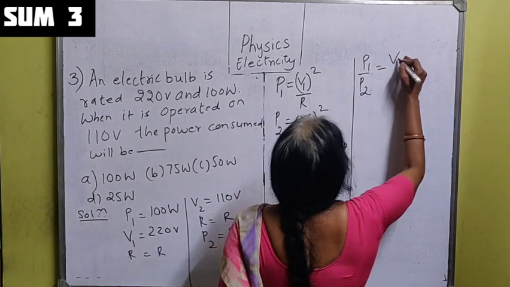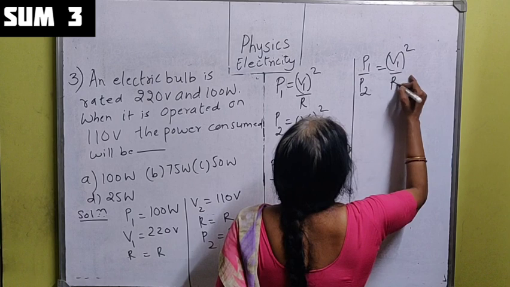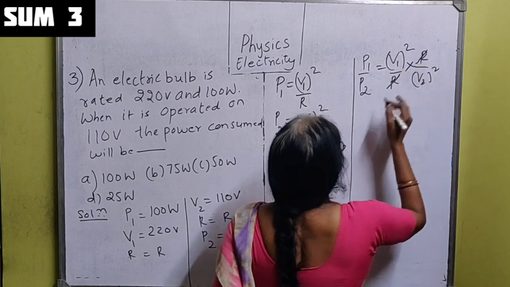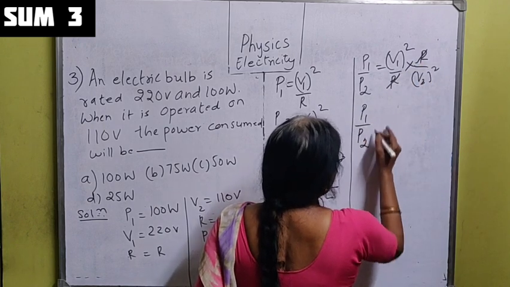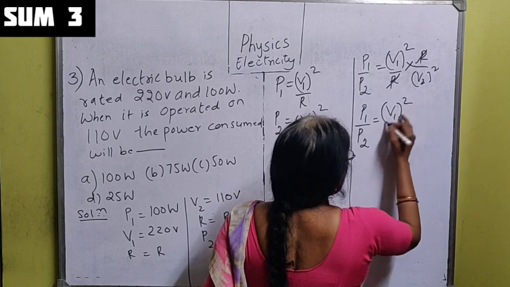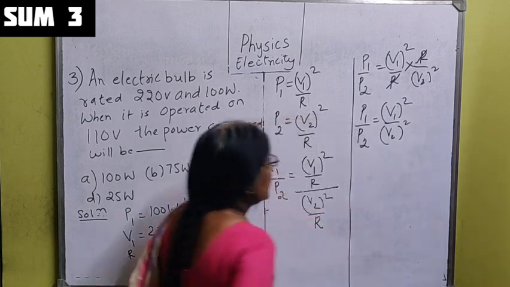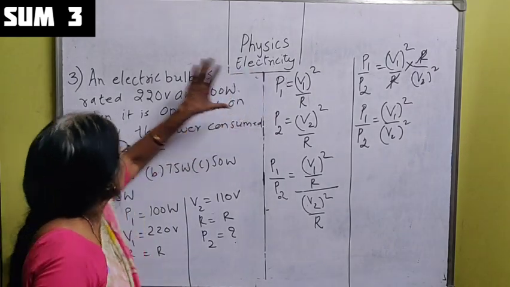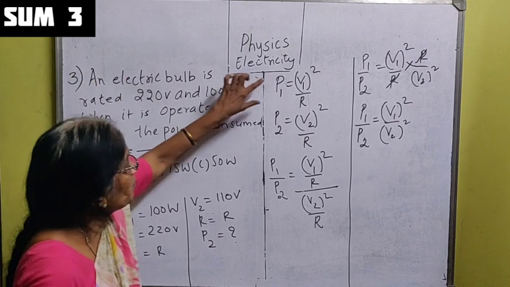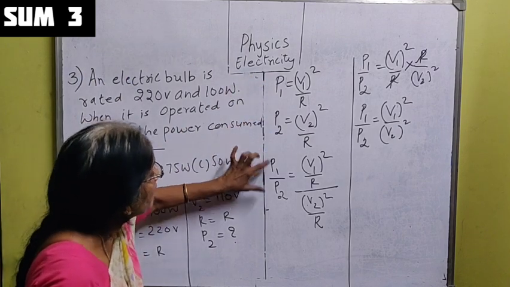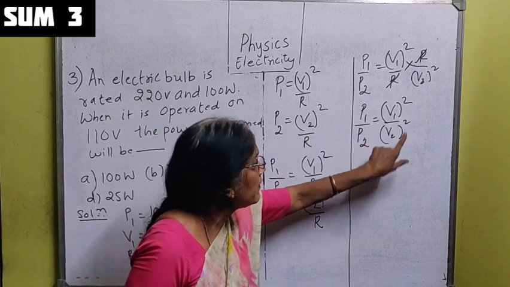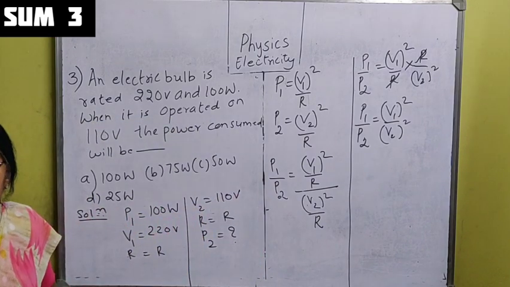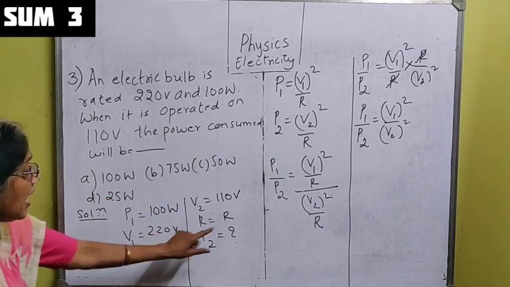So what shall I get? V1 the whole square by R into R by V2 the whole square. R and R cancel. So P1 by P2 is equal to V1 square by V2 square. Now we will take the values and substitute. So always remember, for the same electric bulb, the ratio between power 1 and power 2 is always given by V1 square by V2 square. If you remember this much, it is enough. Directly you can take that equation and substitute the value.